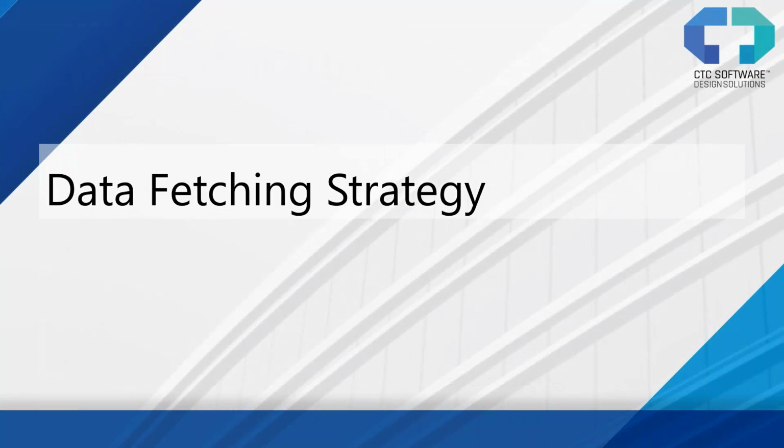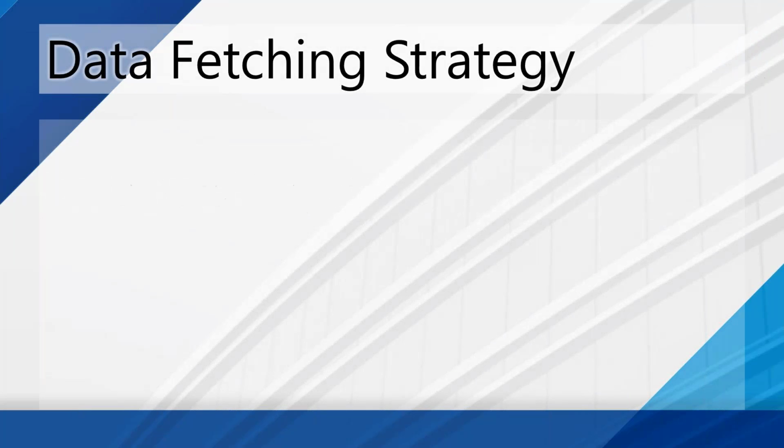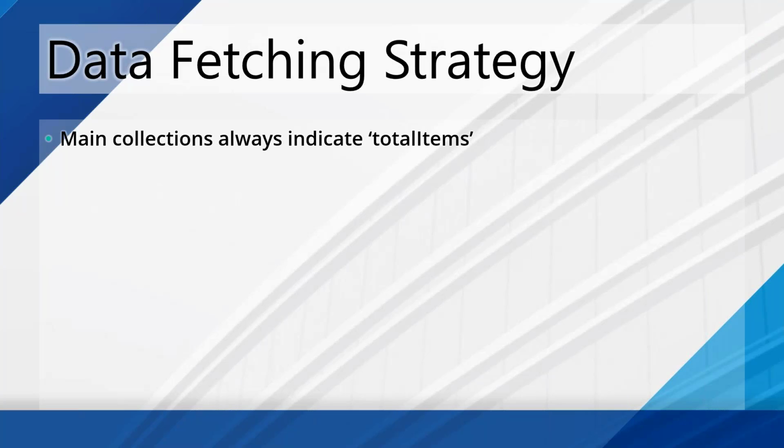We're going to talk about the data fetching strategy, because we've just talked about this data structure. We've talked about all this rich data that's available to you, but now we have to have some kind of a strategy for how do we get it, right? Because there's a couple of different things that we may have to do. So first off, every single one of the main collections always indicates total items. That's going to be important.